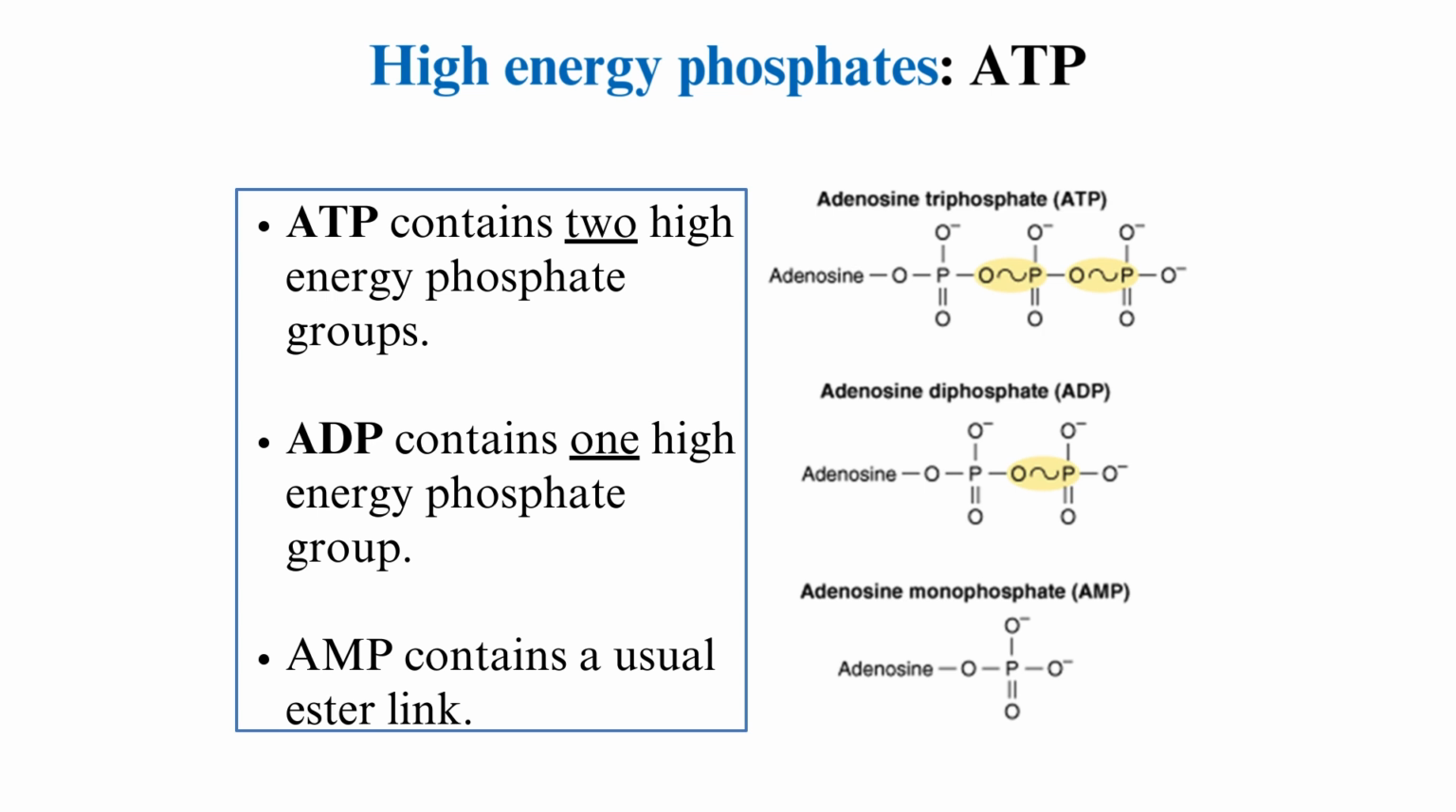ATP has two high energy phosphate groups, as you can see here, this one and this one. ATP, adenosine triphosphate, contains two high energy phosphates. They are the ones that are to the periphery of the molecule. On the other hand, ADP, adenosine diphosphate, has two phosphates, but one of them, the one that is most peripheral, is the high energy phosphate. AMP, adenosine monophosphate, of course, does not contain a high energy phosphate.